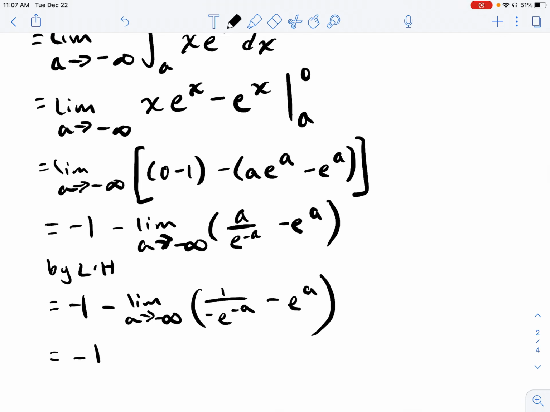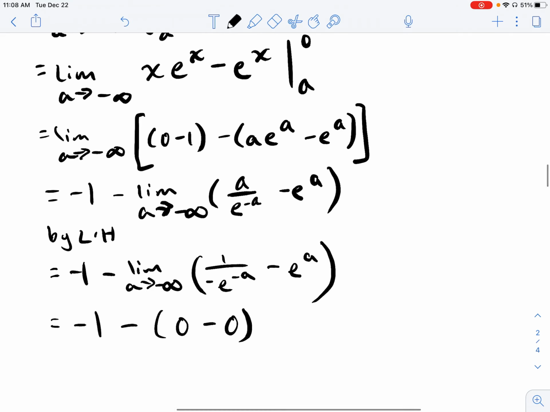And this then gives me negative 1 minus, now let's find the limit. As a approaches negative infinity, it's 1 over negative e to the infinity power. That's just going to give me 0. And similarly up there, minus e to the negative infinity power. Think about what that looks like. Pull up a graph on Desmos if you need to, and that would give me 0 as well. So this integral does indeed converge, and it converges to this finite value, negative 1.